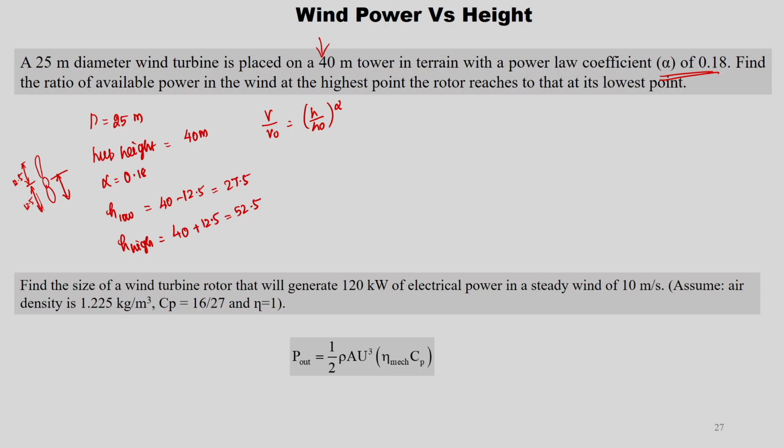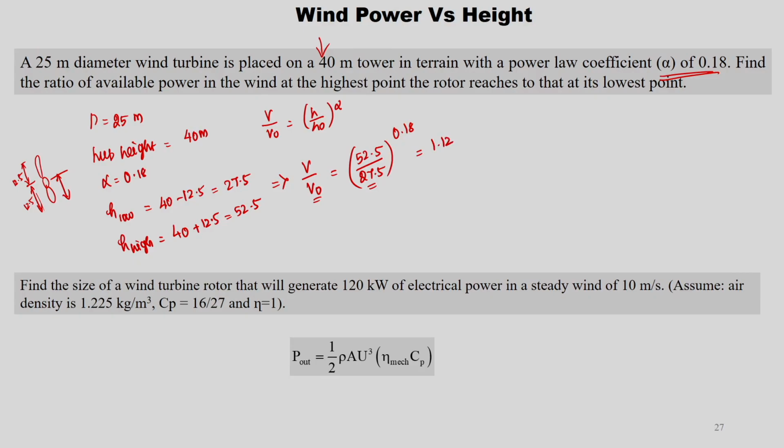Okay. If we want to calculate V upon V naught, then it would be H upon H naught. So, this is 52.5 upon 27.5, where low is taken as the reference, to the power alpha, which is 0.18, and this comes as 1.12.